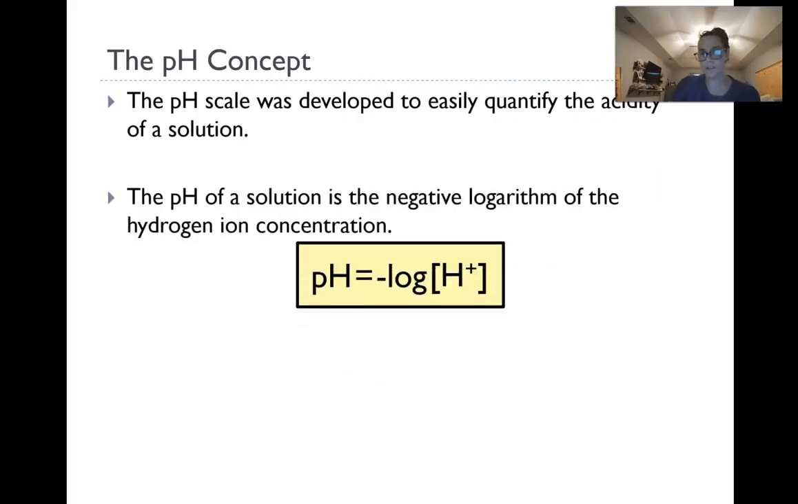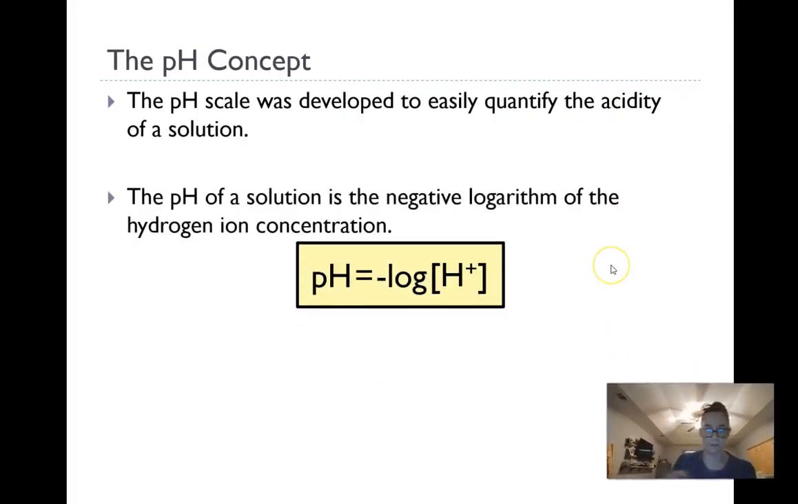Okay, so now we're going to move into the pH scale numbers, the 0 through 14. It was developed to easily quantify the acidity of a solution based on the hydrogen ion concentration, because remember, pH is power of hydrogen. So it's very simple. A pH is the negative log of the hydrogen ion concentration. You can easily do this on your calculator. You just have to push the negative and then the log button, put in whatever your hydrogen ion concentration is, and it will give you the answer, okay?